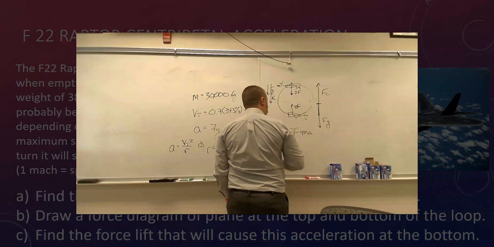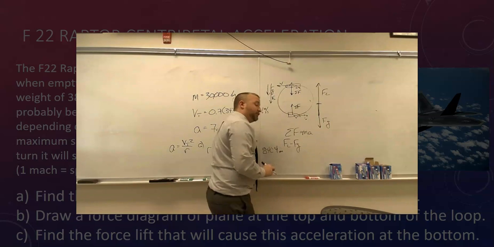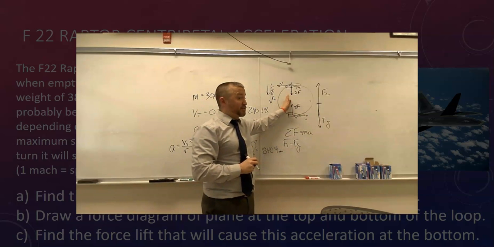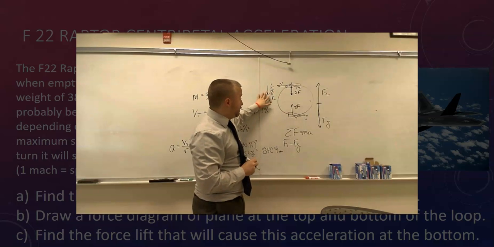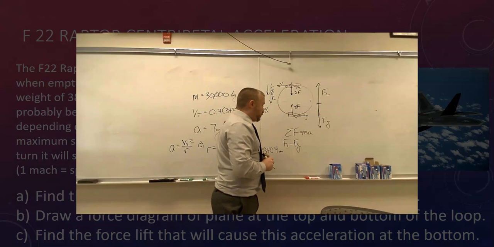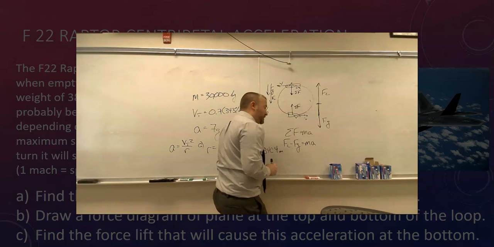You would do what's the sum of forces? Force lift is positive and force gravity is negative. Don't forget that is because we are going towards the center, not because we are going up. So at the top up here, both of these would be considered positive because they are both towards the center. Force gravity is away, that's of course why it's negative. And that's equal mass times the acceleration.